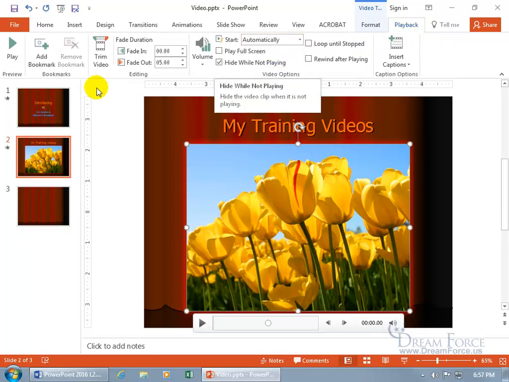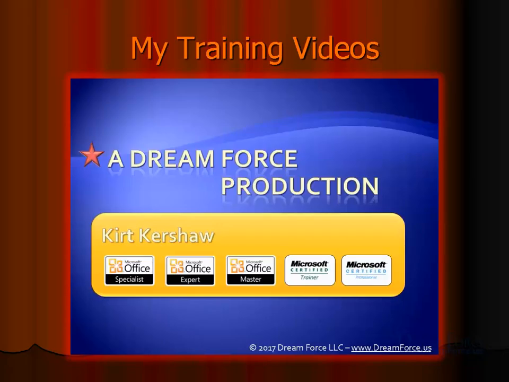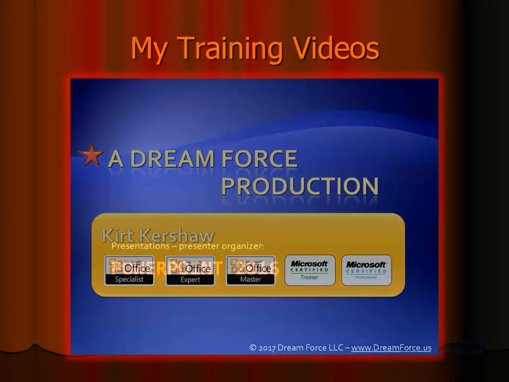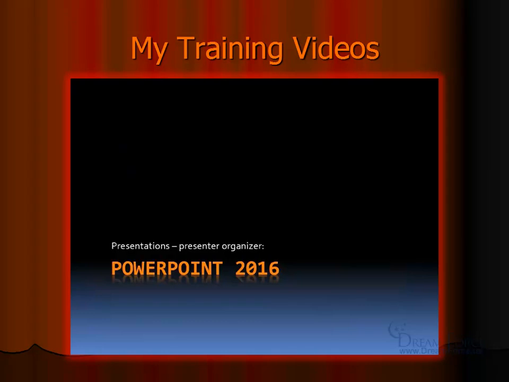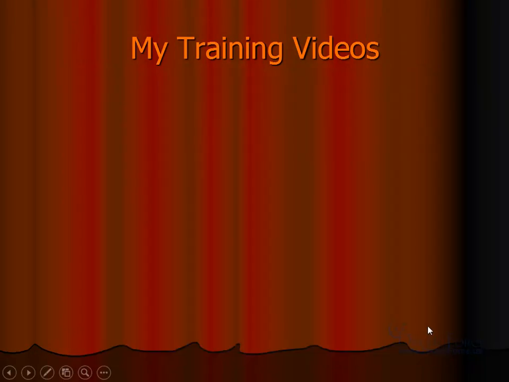So let me select slide 1. What's going to happen is when I advance to slide 2, it's going to automatically play, but it's not going to show it while it's not playing. But because it's part of the automatic sequence, well, it'll pop up. Let's go ahead and begin the slideshow. Go to slide 2, automatically starts playing. And then when I get to the end, it disappears because it's done playing.